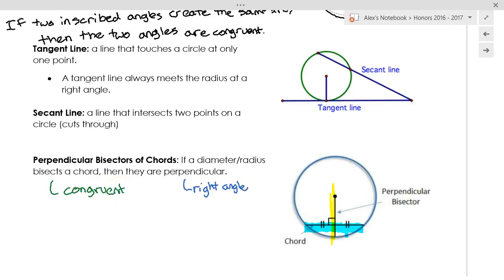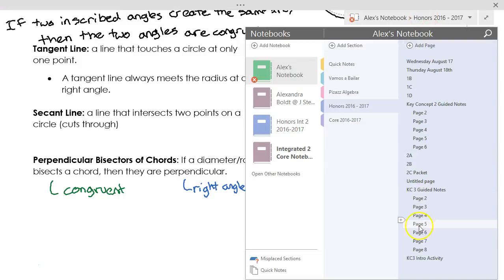It also works the other way. If you know it's a right angle, then you also know that those things are congruent. So if you know one, you know the other. It doesn't matter which one you're given. So let's look at our last page of notes. We're going to flip the page.